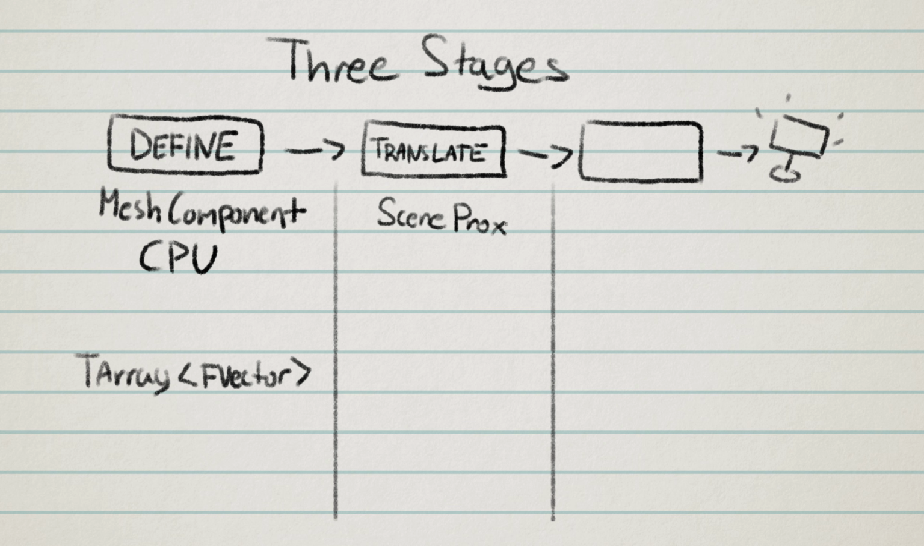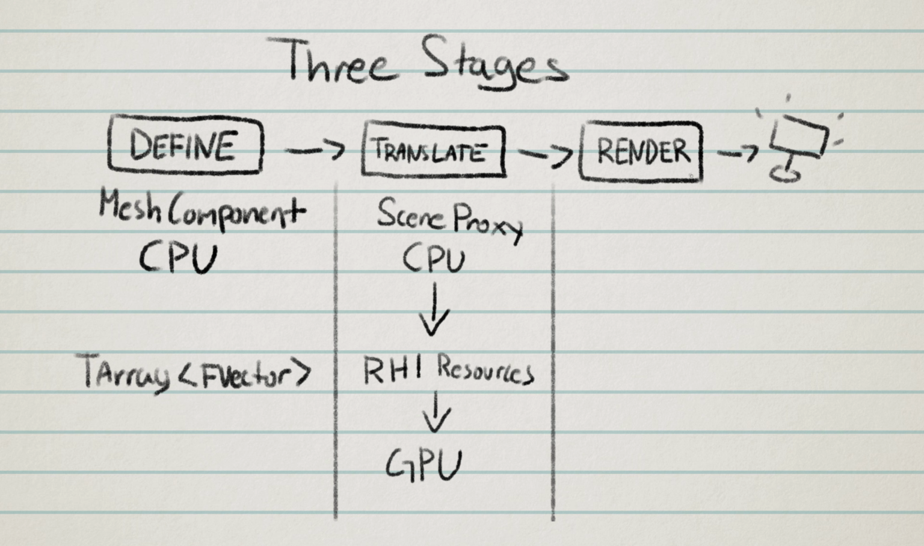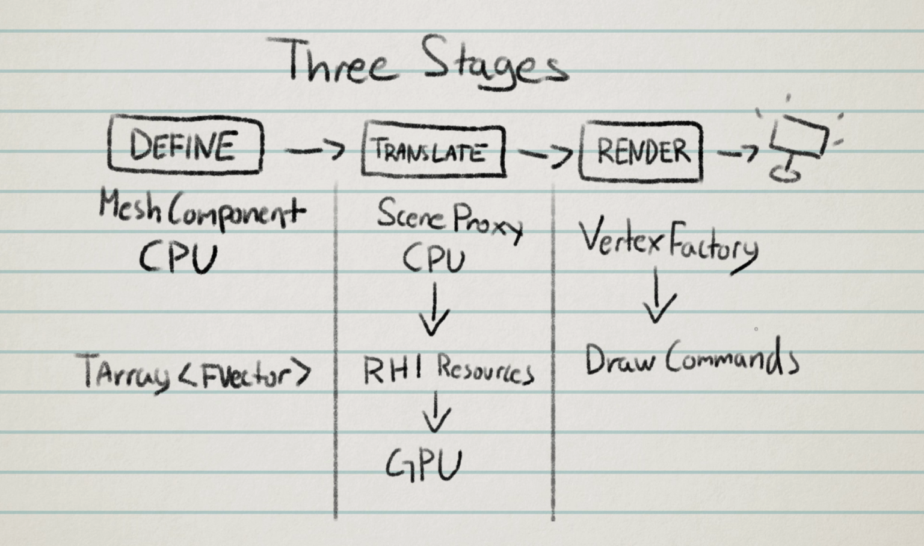And the next stage is the translate stage. Here, something called a scene proxy takes that CPU-side data and converts it into something the GPU can actually read, called RHI resources. And then it sends those over to the GPU as big blocks of GPU memory, basically. And finally, the render stage. Something called a vertex factory takes the GPU memory sent by the scene proxy, decodes it into actual vertex data, and uses a vertex factory GPU shader to draw your mesh on the screen. So, 3 stages to implement. Define the data, translate the data, and lastly, render the data.